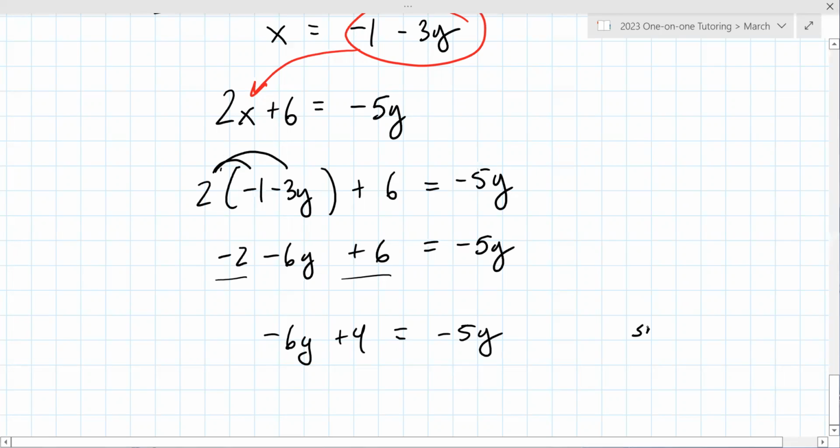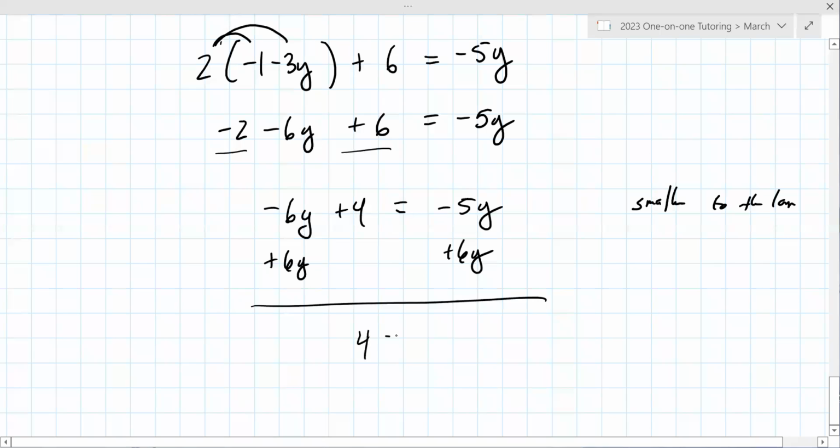Okay. So this is again where we're going to go from the smaller to the larger. And so the smaller in this case is the -6y. It's more negative. That's what makes it smaller. So you're going to add 6y to both sides. Okay. And what happens here, which is nice, is you just get y on the right. It's solved for y now.